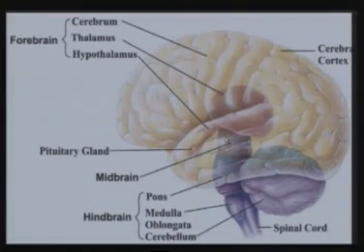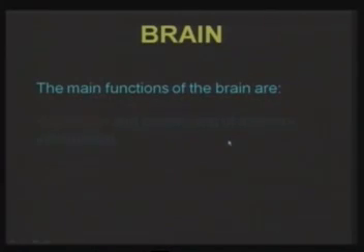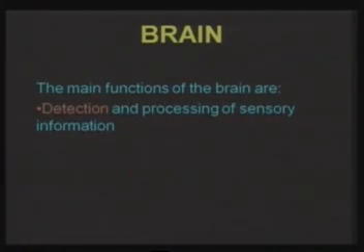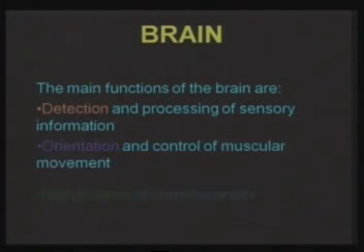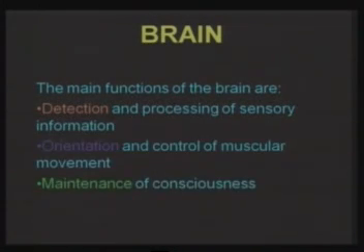You cannot see the tectum and the tegmentum in this diagram, and in the hindbrain you have the pons, the medulla oblongata and the cerebellum. The calculating part is done by the cerebral cortex, the balance is done by the hindbrain, and the midbrain is for satiety and consciousness. The main functions of the brain are detection and processing of the sensory information, orientation and control of the muscular movements, and maintenance of consciousness.